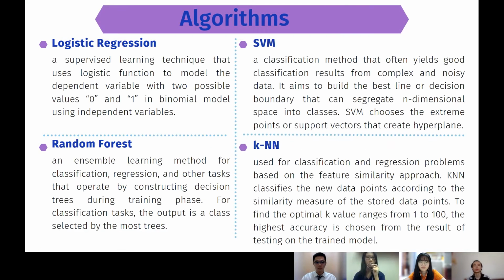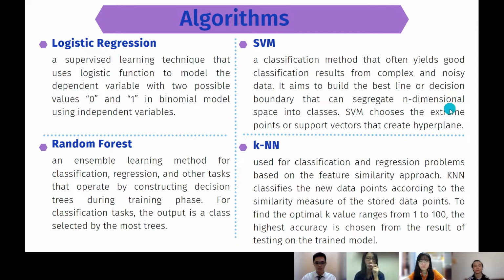Logistic regression is a supervised learning technique that uses the logistic function to model the dependent variable with 2 possible values, 0 and 1, in a binomial model using independent variables. However, the output value, instead of 0 and 1, is a probabilistic value between 0 and 1 with the logistic function or sigmoid function. Usually, binomial is for binary classification.